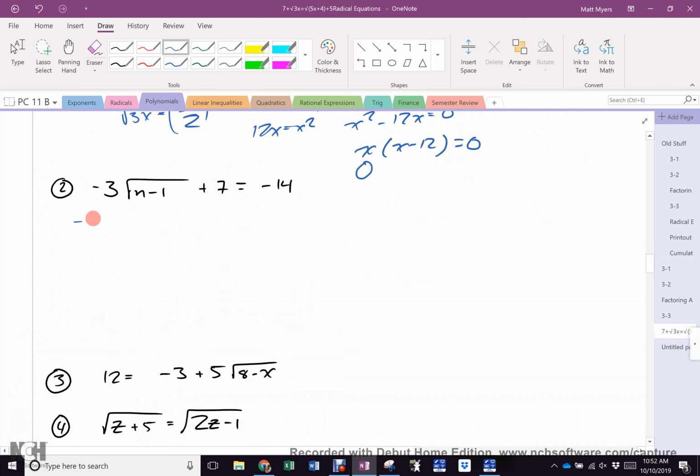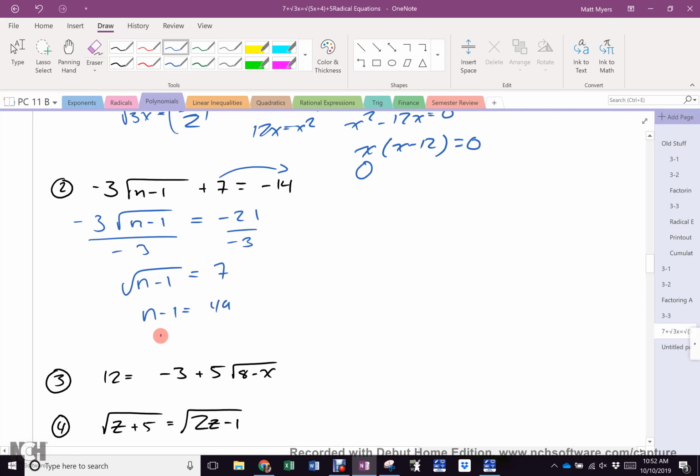Okay, so I'm not going to screw this one up. N minus 1 equals, bring that over, negative 21, yeah? Then I'm going to divide by negative 3, yeah? And I'm going to get square root of N minus 1 equals positive 7, yeah? N minus 1 equals 49. N equals 50.